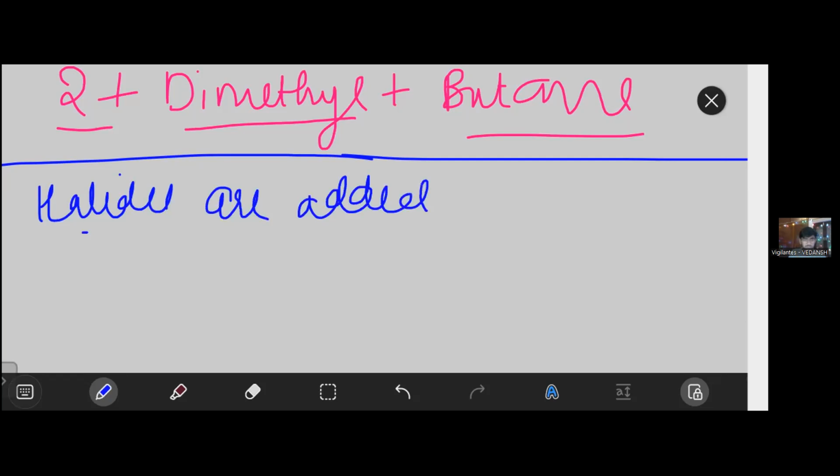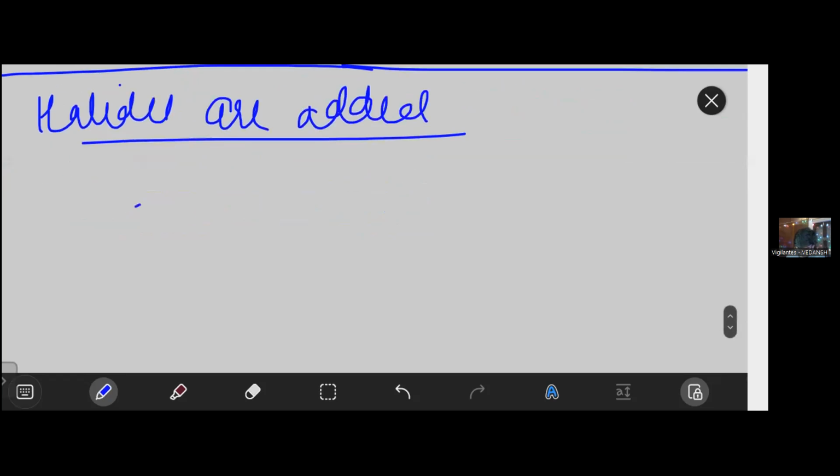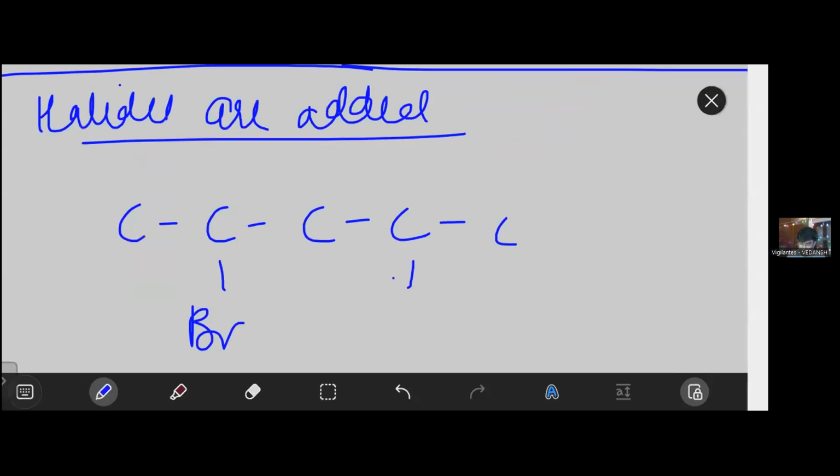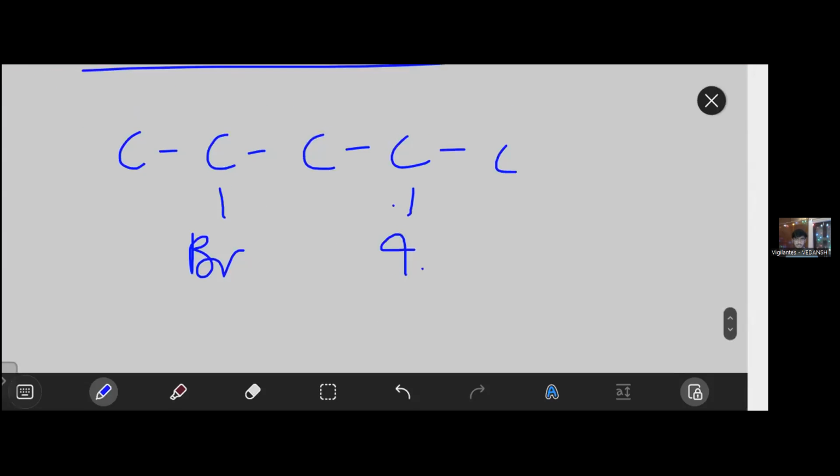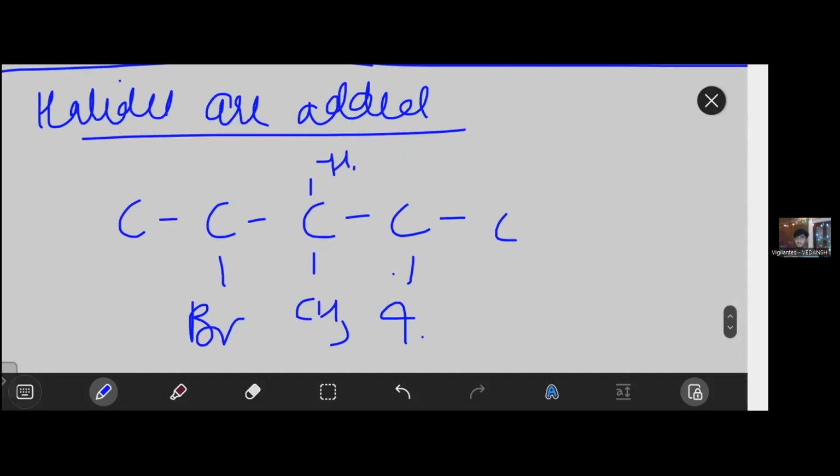It would look something like 1, 2, 3, 4, 5. Let us say we added a bromo over here, and an iodo over here. Now the halides are added. Here one carbon emerged, a methyl, and here one carbon emerged. Try naming this by yourself. I will give you 2 minutes. Quickly name it and tell me.